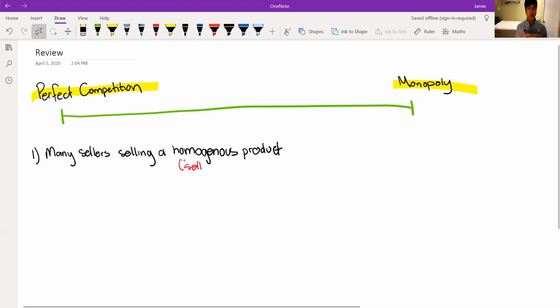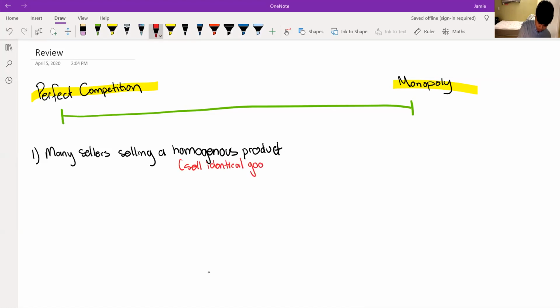Right now I'm just going over the basic information of this market structure, as well as the assumptions of this market. So, one, identical goods. Okay, two.